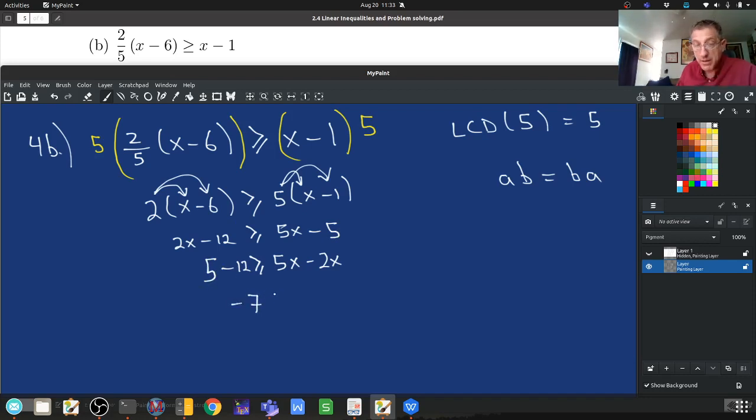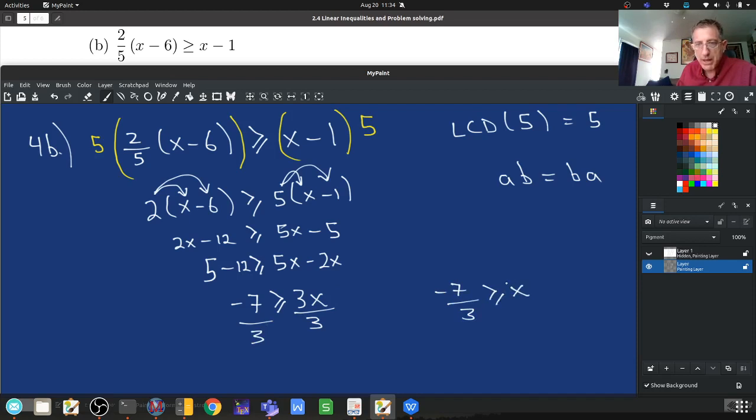It doesn't matter that that's minus, because there's no x term involved. And 5x minus 2x is 3x. So the coefficient of my x term is positive, so no flipping of inequalities. I'm going to divide both sides by 3, and I get minus 7/3 is greater than or equal to x.